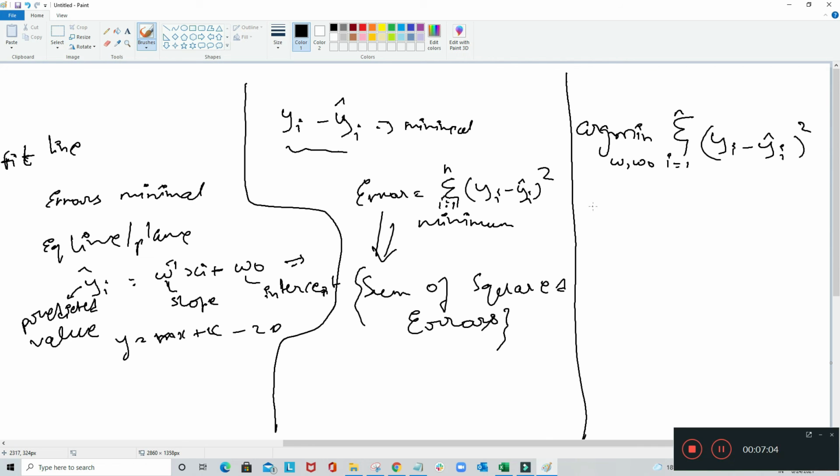And here, y hat is nothing but w transpose xi plus w0. This is the main objective of linear regression: find the w and w0, that is, the optimal values of the weights and the intercept, which can minimize the sum of squared errors.